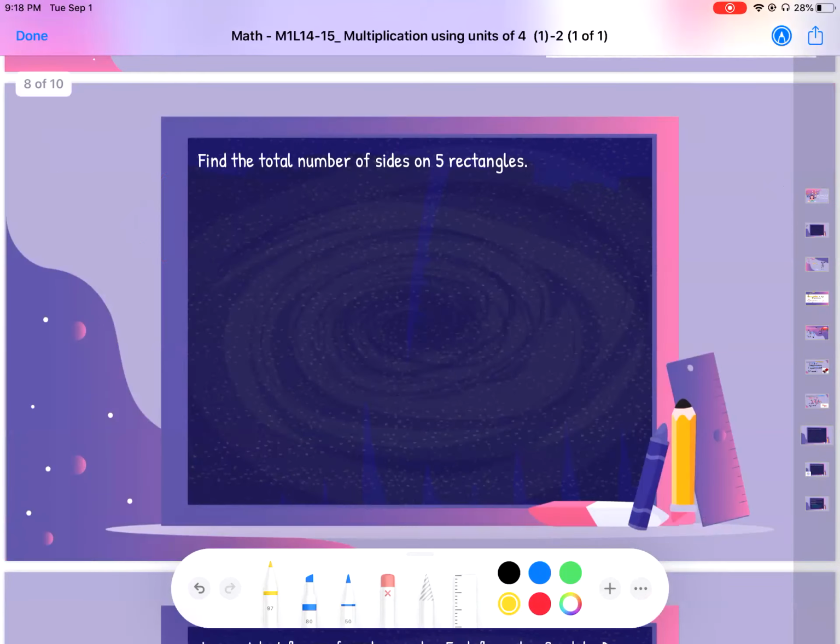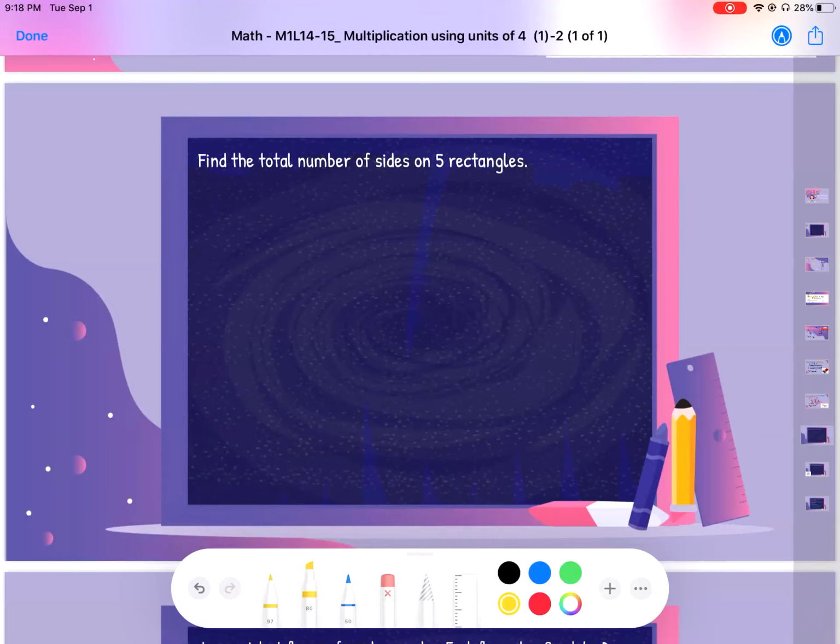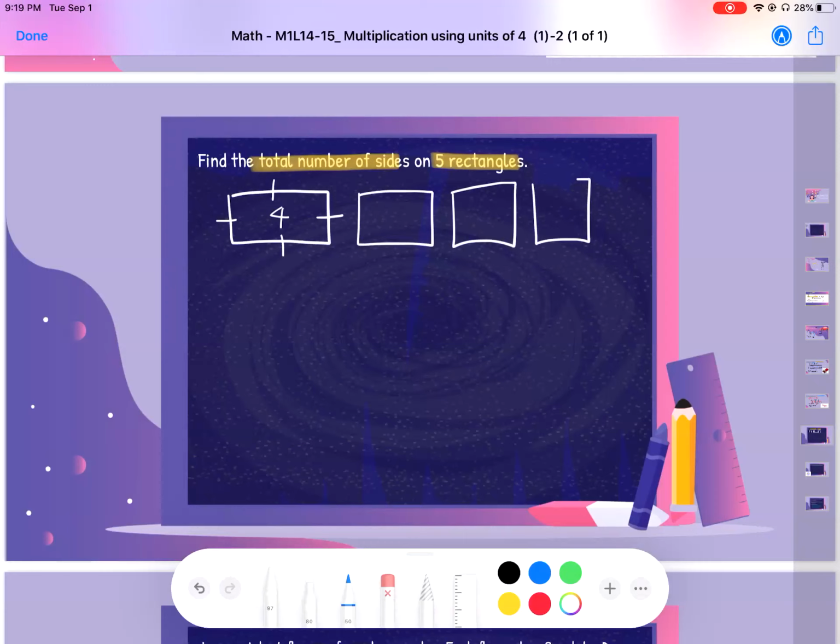Let's go ahead and do the next question together. So the question is asking us to find the total number of sides on 5 rectangles. In order to do these questions, we need to draw a rectangle. And we know that on each rectangle we have 4 sides, and there are 5 of them. They all have 4 sides.